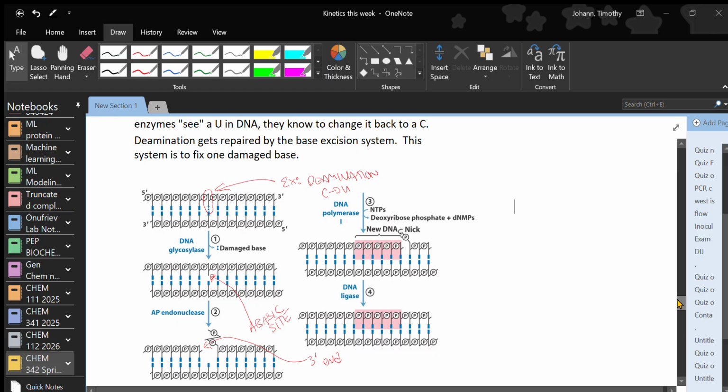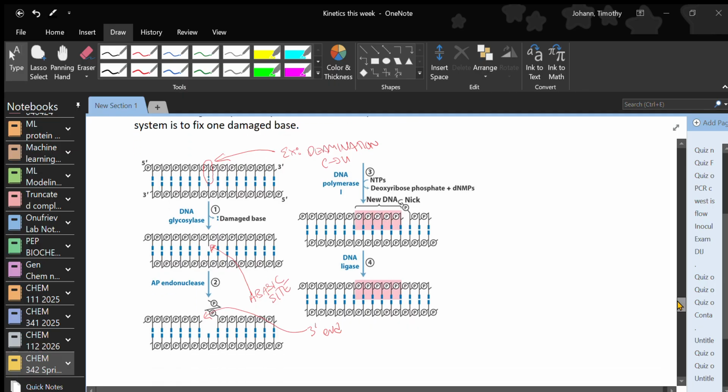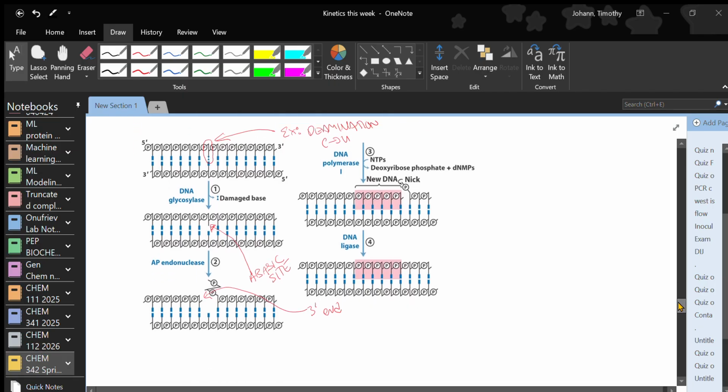Questions? Yes? Can you just re-explain that second step, where we have the abasic site? Yeah. So this AP endonuclease, right now we just need one of these to do this. Glycosylases are each going to recognize a different damaged base. But the AP endonuclease is going to come in and say, hey, there's no base there. And so it clips the backbone, and now we have a 3' end that DNA polymerase can start from.